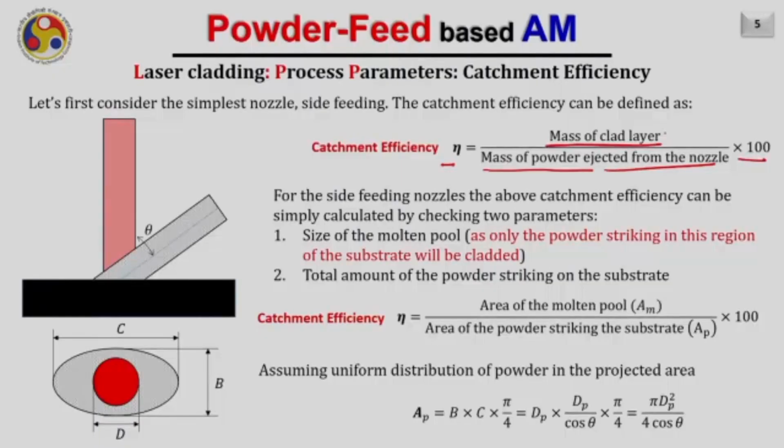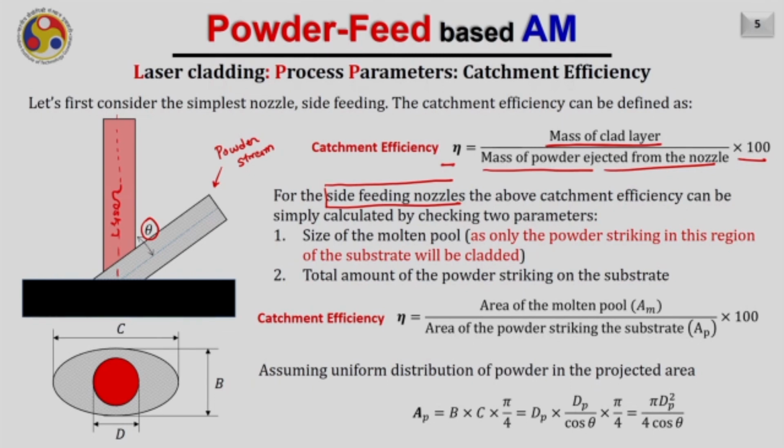But now let us assume a very simple case of side feeding. In the case of a side feeding nozzle, we have a laser coming at the center like this, and there is a powder stream here. Assume that this powder stream nozzle is tilted at an angle theta from vertical. For this very simple case we can find the catchment efficiency easily, but please remember that this whole calculation is only valid for side feeding nozzles, and is just to give you an idea of how efficient these processes are in terms of catchment efficiency.